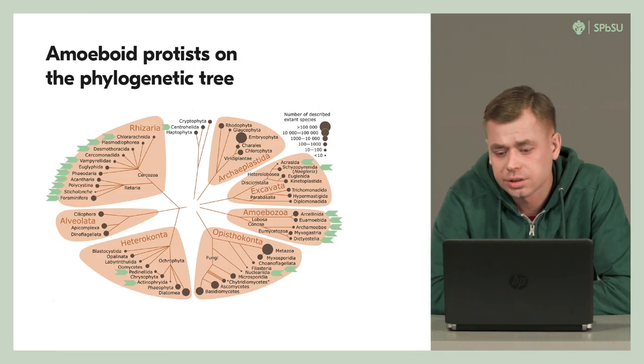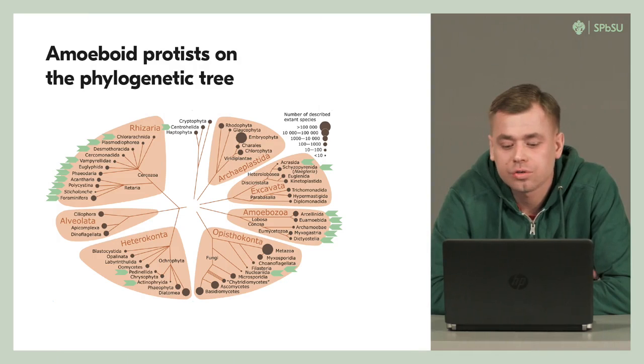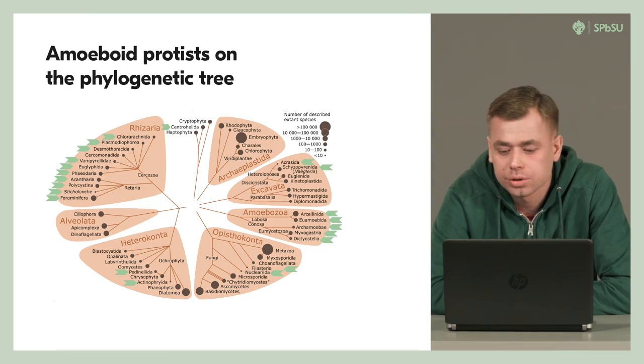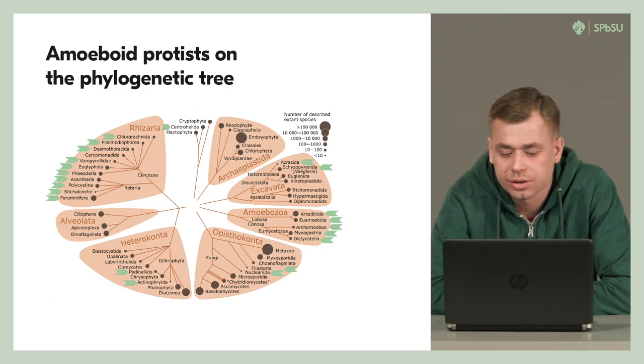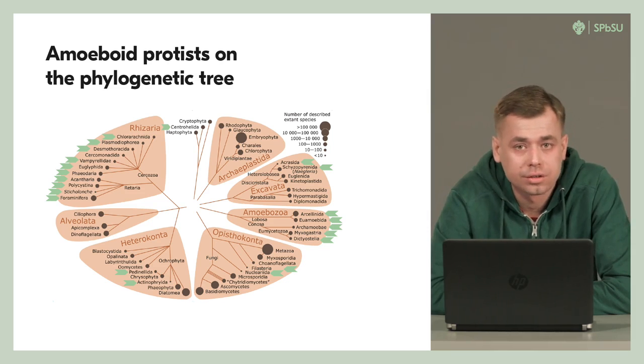In conclusion, it is necessary to emphasize that amoeboid protists do not represent a particular evolutionary lineage. Amoeboid cells can be found almost in all macroclusters across the entire eukaryotic tree, and the term amoeboid just designates a particular type of cell organization, not a taxon of closely related organisms.